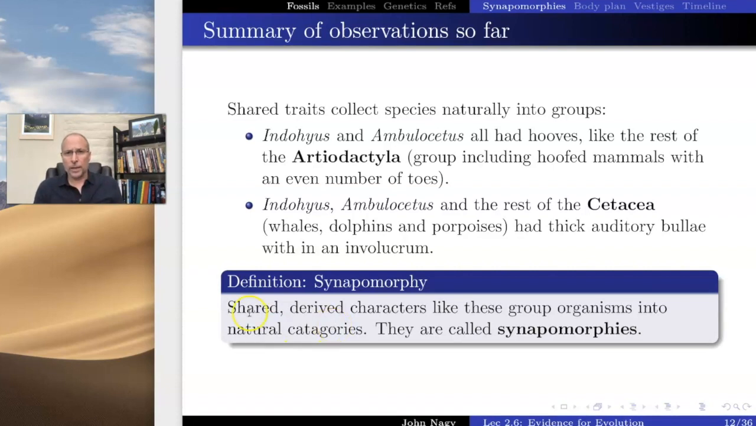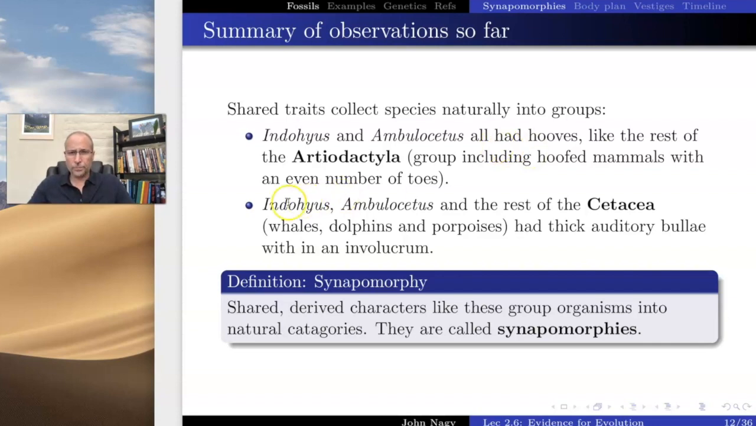For example, Indohyus and Ambulocetus had hooves, like the other groups of what we call the artiodactylids, or at least we used to call them artiodactylids. And that includes the hoofed mammals, where there's an even number of toes. So deer and things like that, elk, they have even numbers of toes. The Perissodactyla are hoofed mammals with odd numbers of toes, like a horse only has one. Okay, so that connects them together. The fact that they had hooves connects them into a group of hoofed mammals.